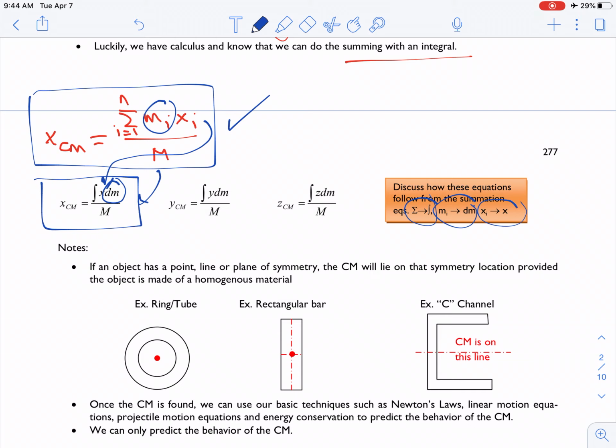And again, you can do the same thing for the other two dimensions in a similar way. So if you have irregular shapes, very complex objects, this is the way that you can find the center of mass of the object for each axis.